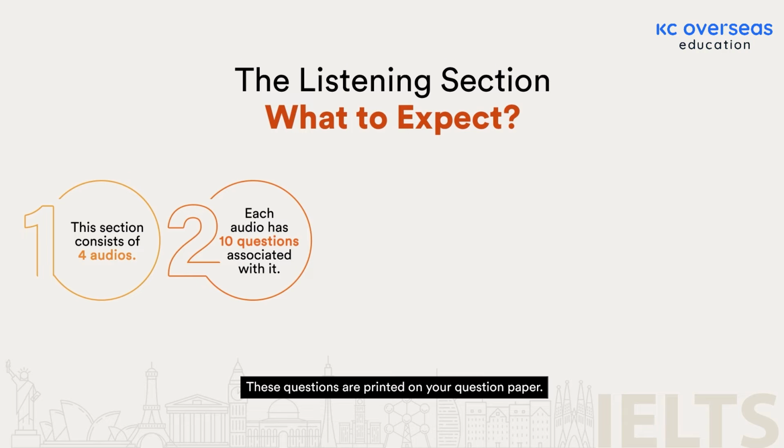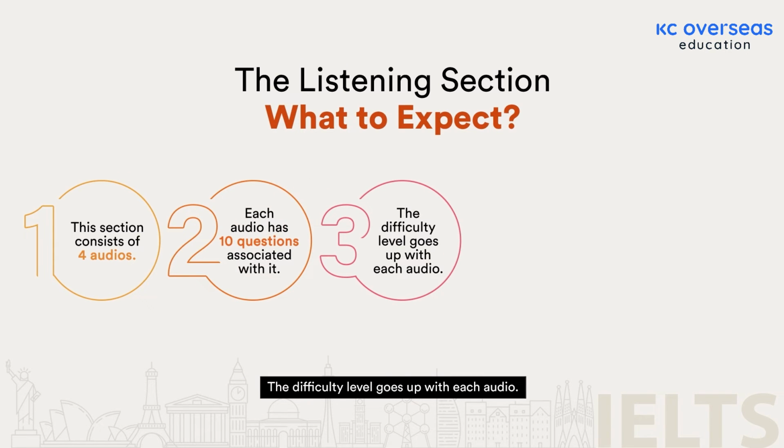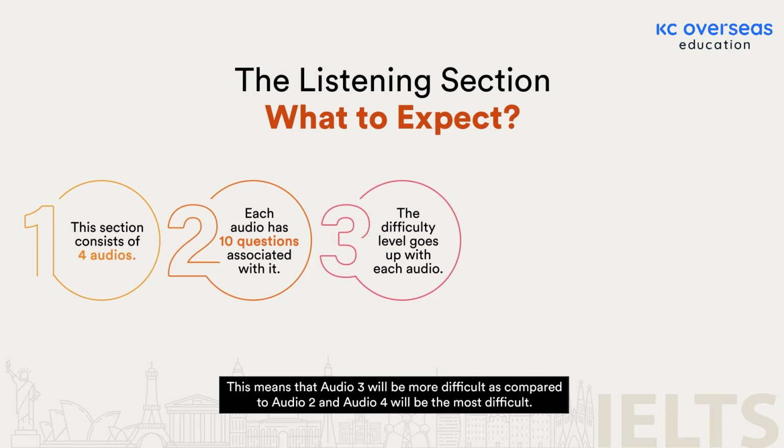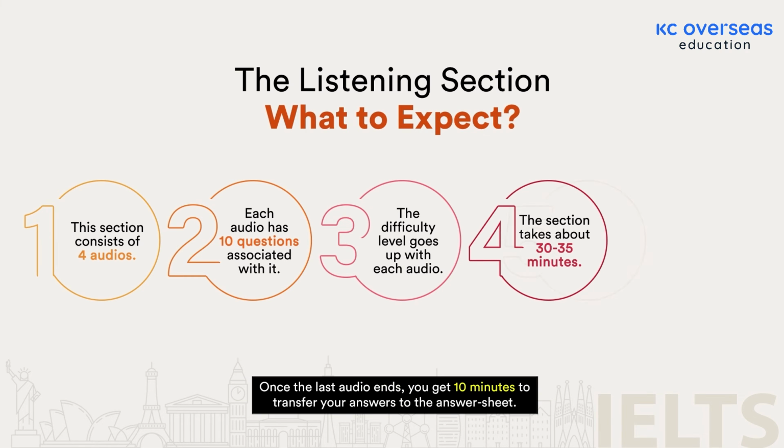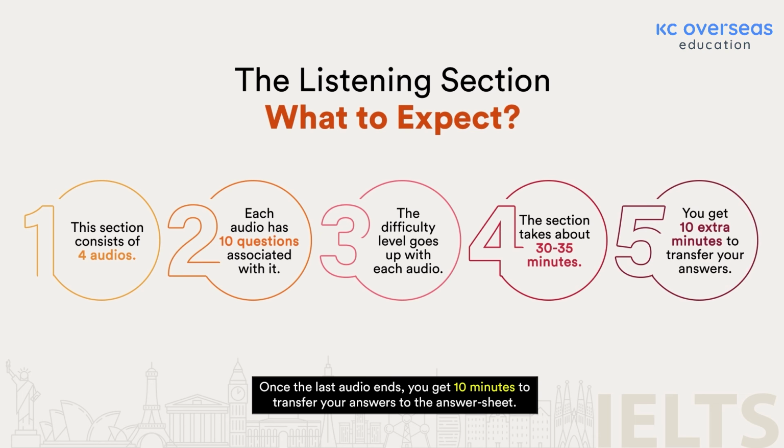These questions are printed on your question paper. The difficulty level goes up with each audio. This means that audio 3 will be more difficult as compared to audio 2, and audio 4 will be the most difficult. This section takes about 30 to 35 minutes. The audios are about 7 to 8 minutes in length on average. Once the last audio ends, you get 10 minutes to transfer your answers to the answer sheet.